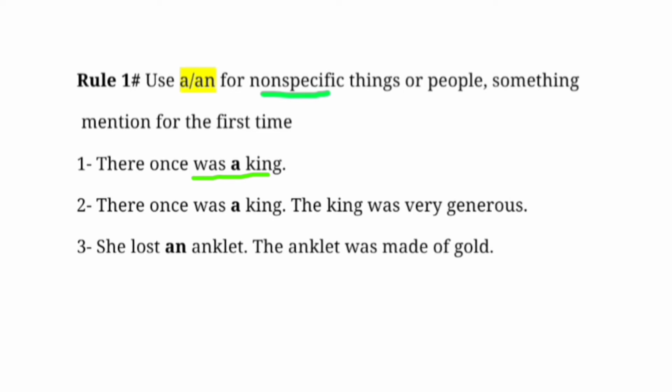Let's understand through comparison. Like in the sentence, if I say there was a king, the king was very generous. Here I first say a king because you don't know him yet. But once I have introduced him in the sentence, I then say the king because now he is known to you. In the next sentence, she lost an anklet. I don't know which anklet, but when I say the anklet was made of gold, in this sense it becomes known to you, so I say the anklet.